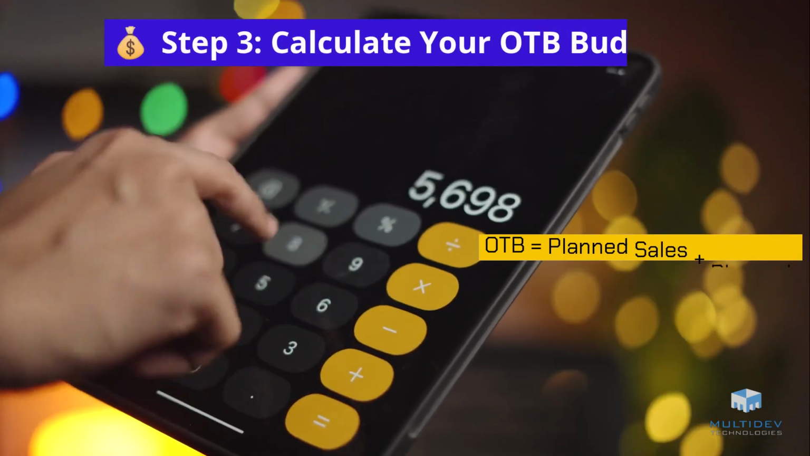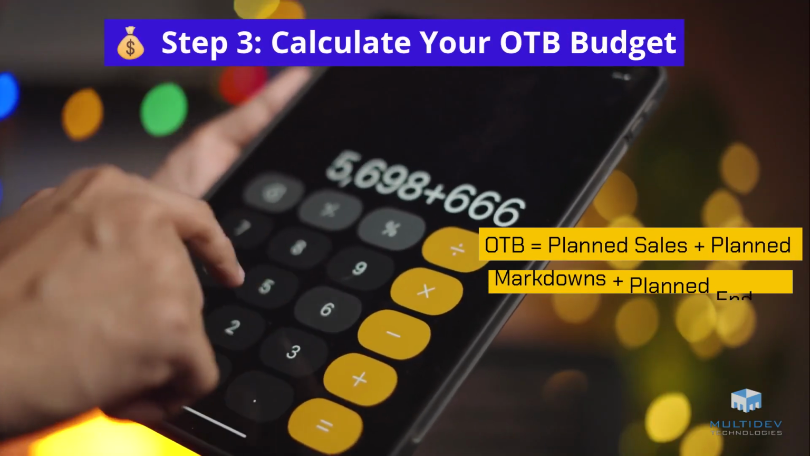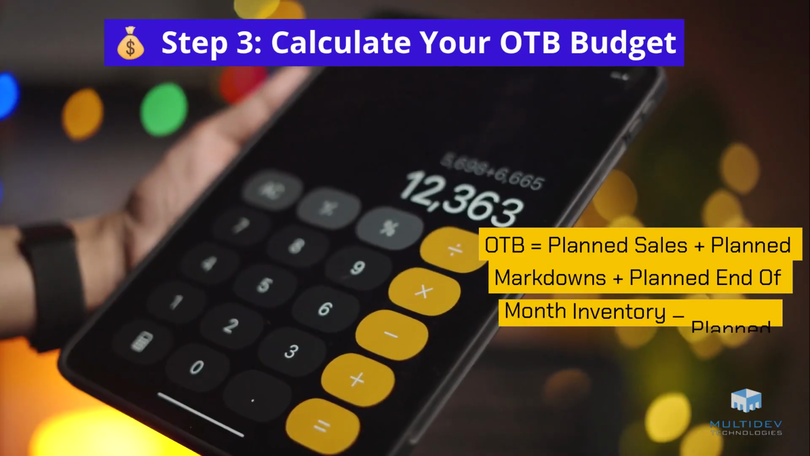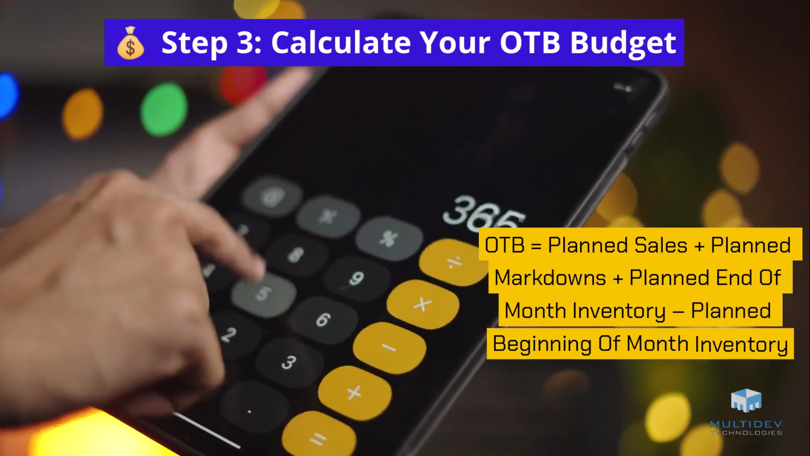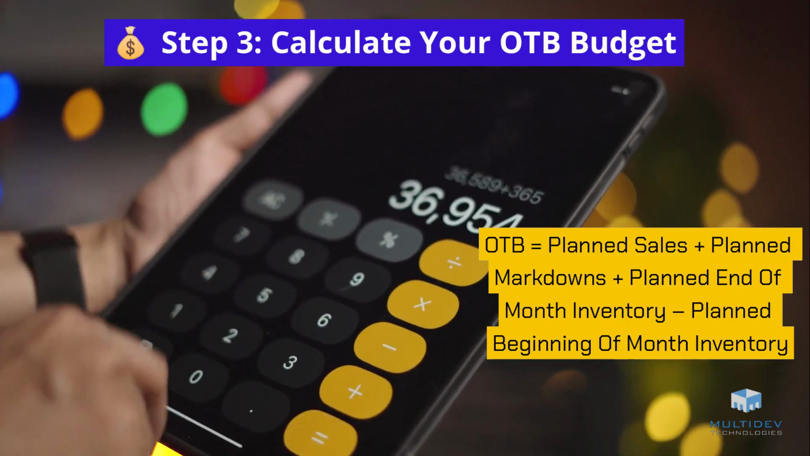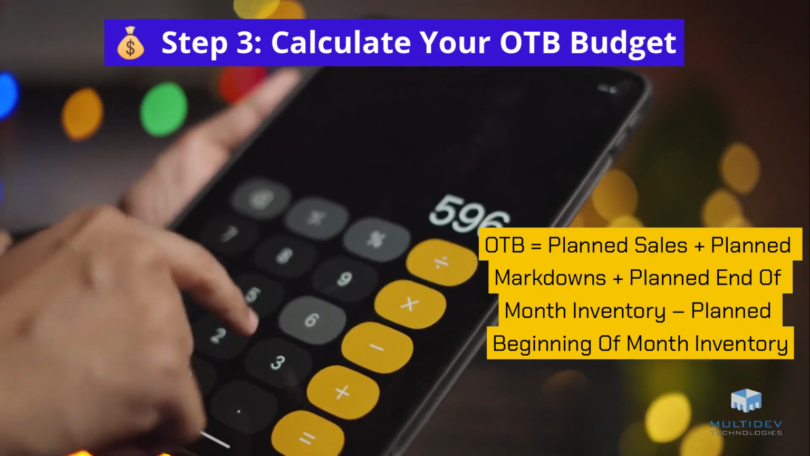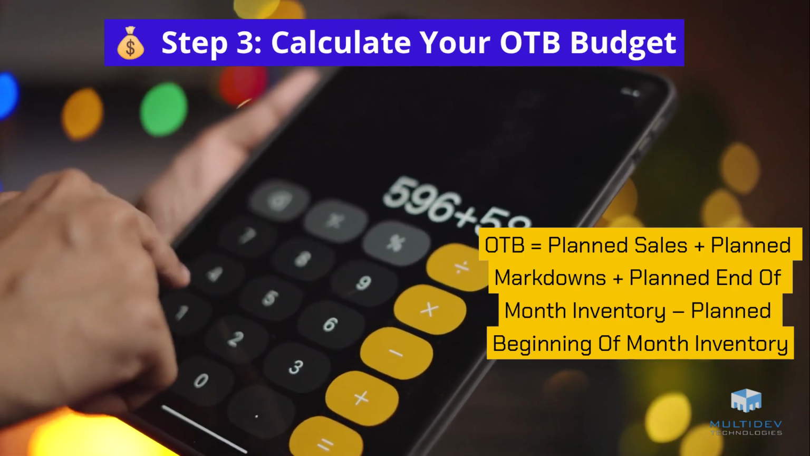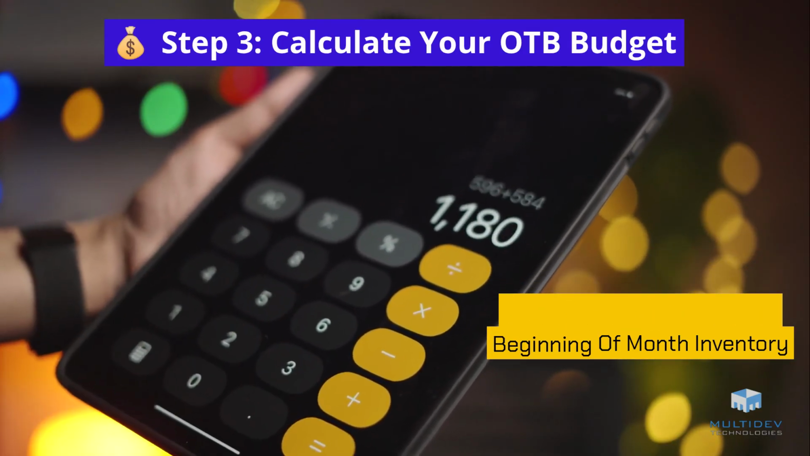Step 3. Calculate your OTB budget. Here's the quick formula. OTB equals planned sales plus planned markdowns plus planned end-of-month inventory minus planned beginning-of-month inventory. This helps you know exactly how much to spend on new stock.